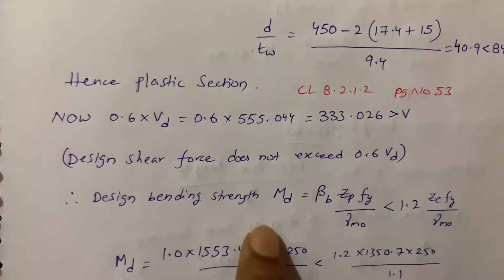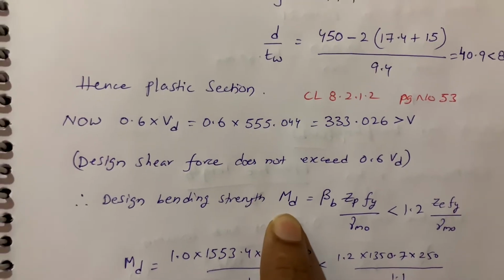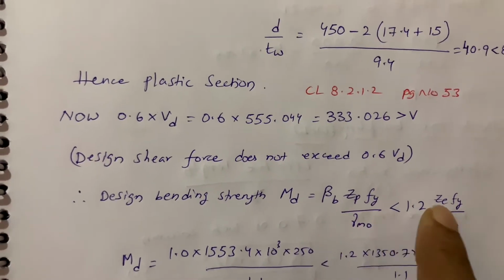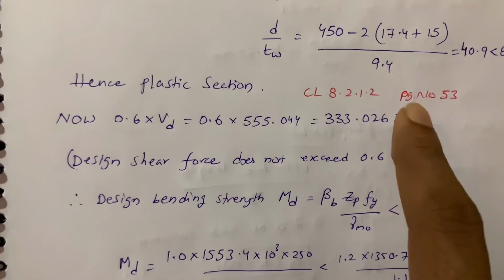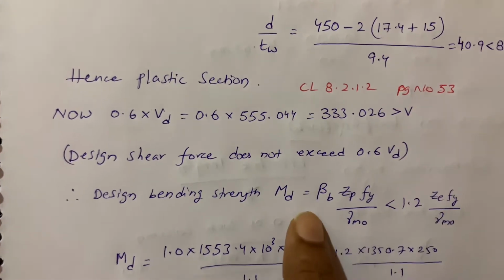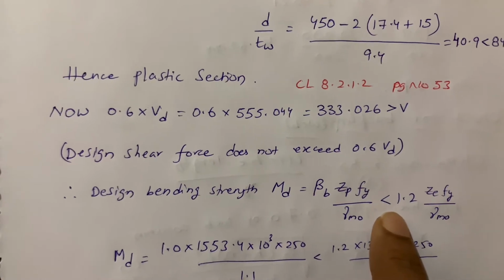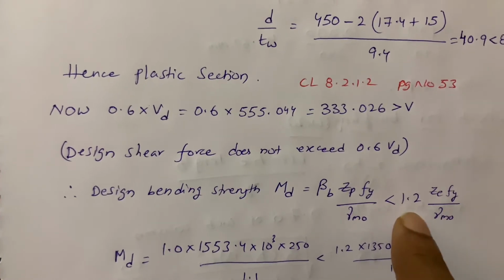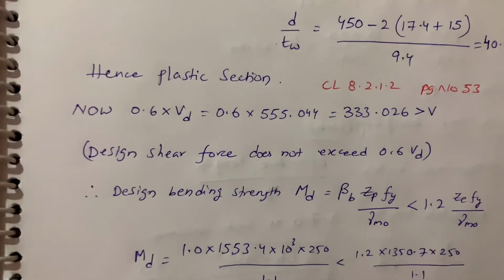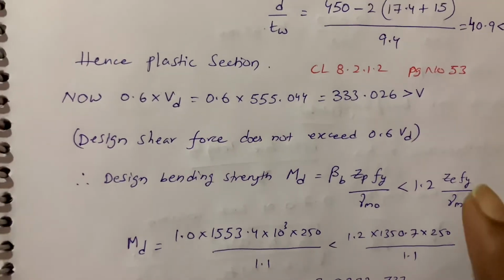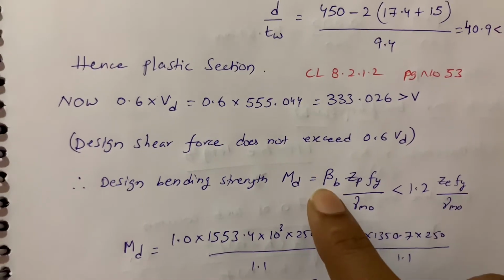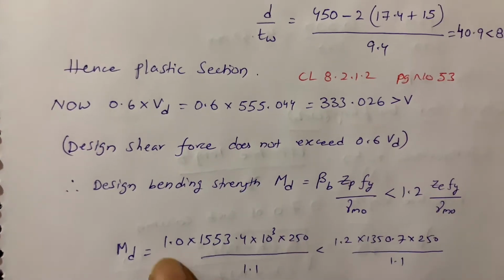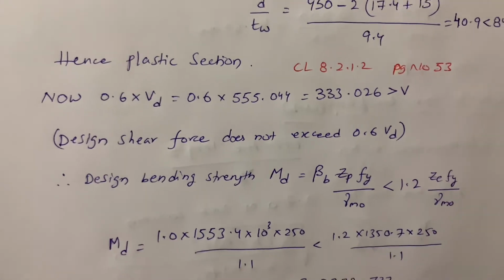The formula for design bending strength is also available in the code book. MD equal to beta B ZP Fy by gamma m naught, less than 1.2 ZE Fy by gamma m naught. This is also available on page number 53. For a simply supported beam, we take the limit 1.2 ZE Fy by gamma m naught. For cantilever beams, we need to take 1.5, which is specified in the code book. After that, I am substituting all the values. This beta B is nothing but, when the section is a plastic section, we take the value as 1, which is given in the code book.